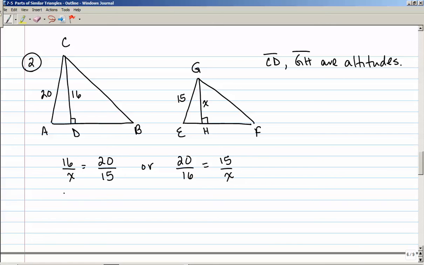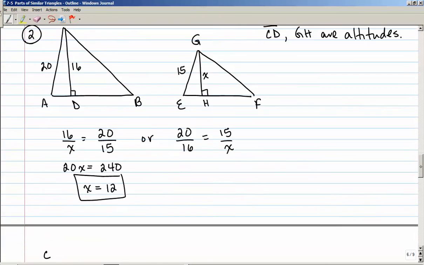So let's do the cross product here. So 20x equals 16 times 15, which is 240, or x is equal to 12. And you'll notice you'll get the same cross product if we do that one. So the proportion of the altitudes, or the ratio of the altitudes, is equal to the ratio of corresponding sides.